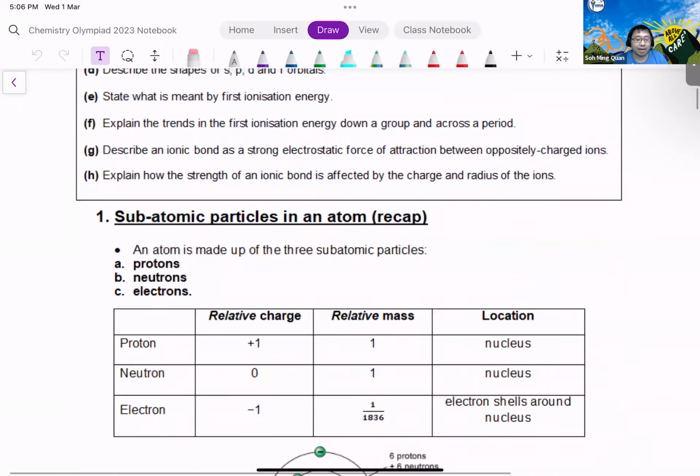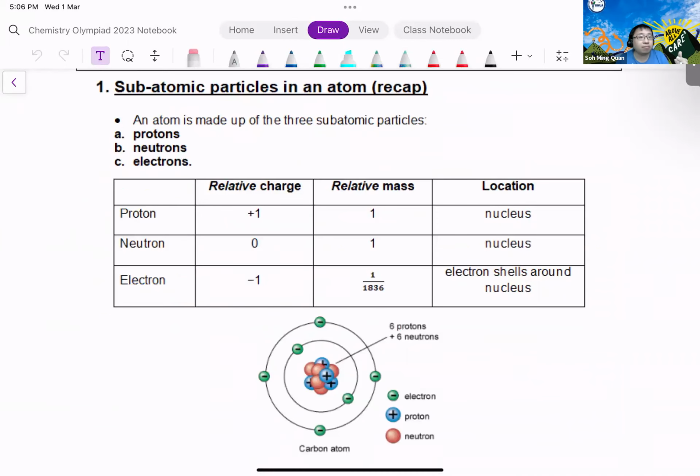What is inside an atom? An atom is made up of three types of subatomic particles, namely the protons, neutrons, and electrons. These three subatomic particles differ in terms of their relative charge and relative mass. Now, the keyword here is relative. This means that it's not an absolute number.